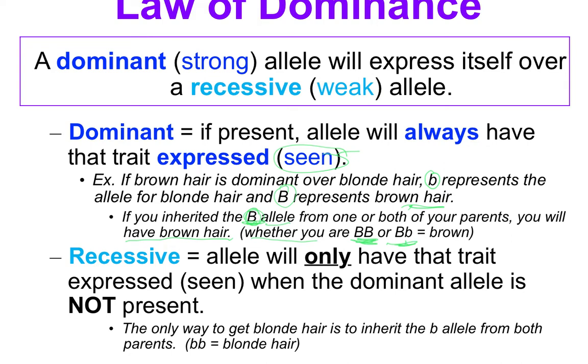In order to have blonde hair, you're going to have both recessive genes. Recessive alleles are only going to be seen or expressed when the dominant allele is not present at all. That means both parents would have had to have given you little b for blonde hair.